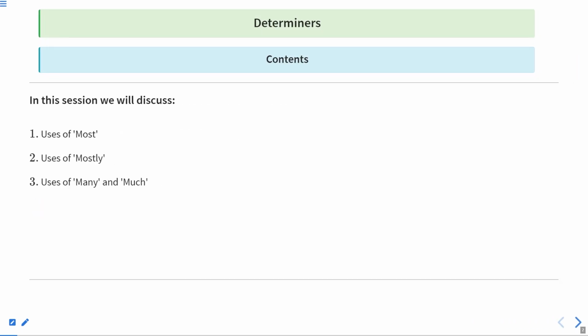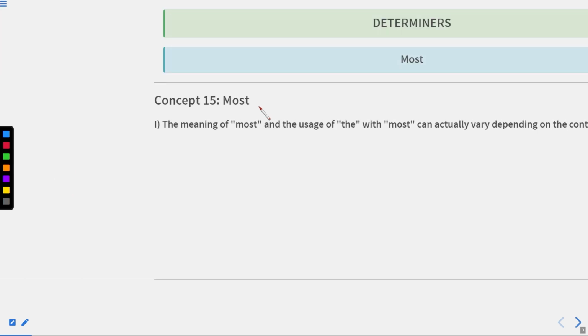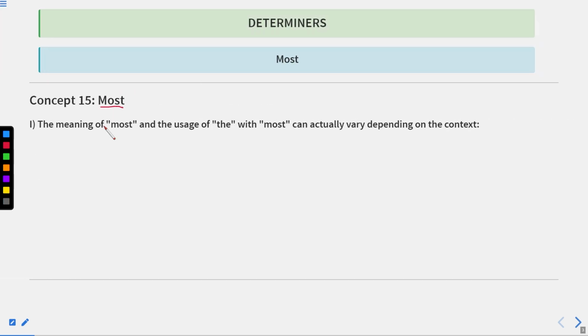In this session, we will discuss the uses of most, then mostly, and then many and much. All these are determiners which we are going to elaborate in this session. So, let's begin. First, we'll discuss the word most. The meaning of most and the usage of the with most can actually vary depending on the context.